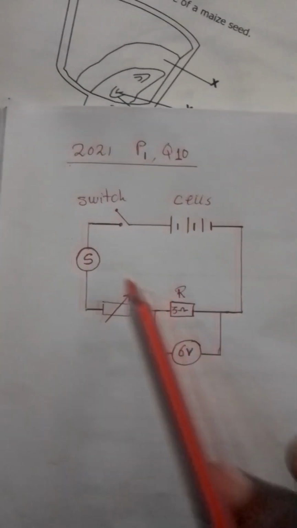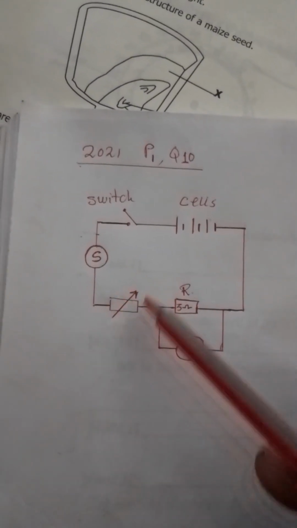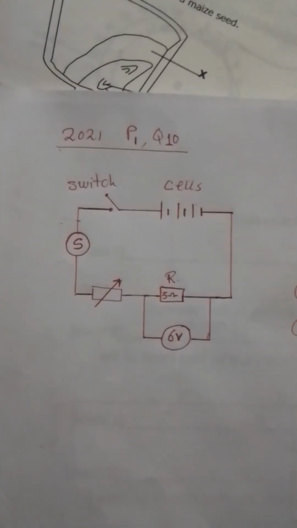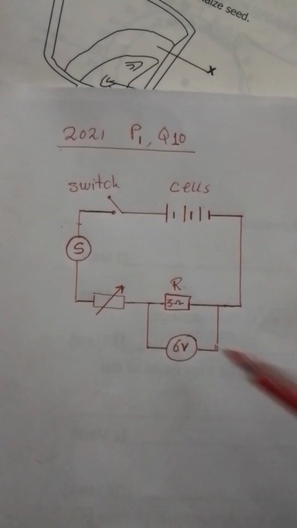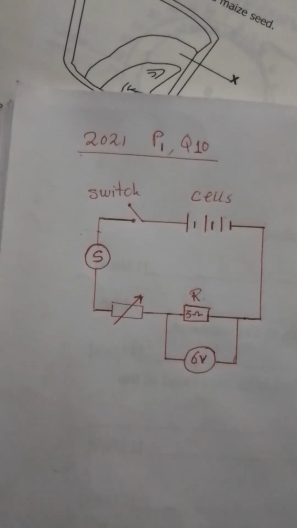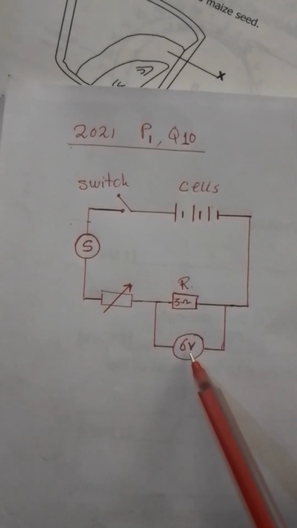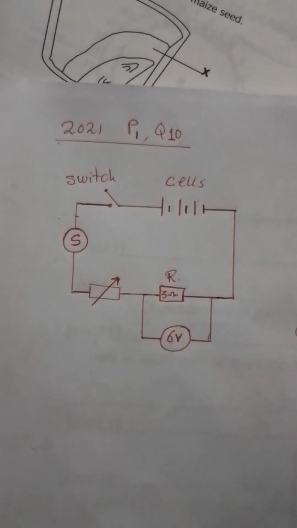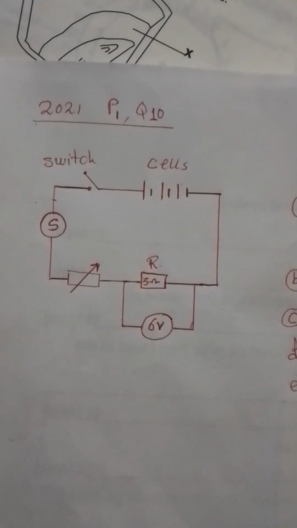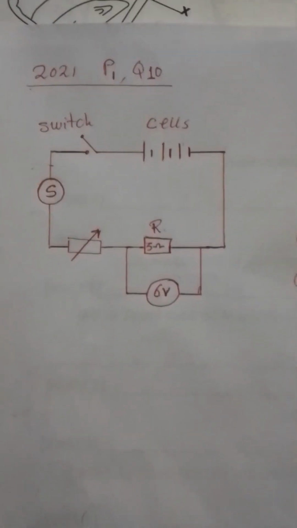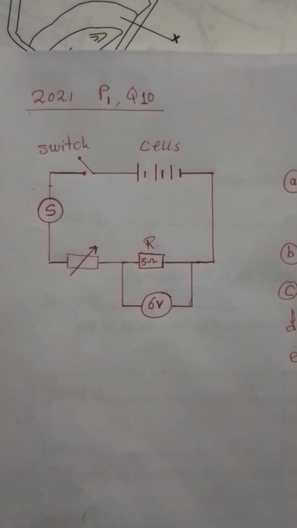The cells, we have instrument S, and this is known as a rheostat, also called a variable resistance. Then R is a resistor. Of course, we have a 3 ohm resistor. Then we also have a 6 volt. So this part we have a voltmeter, and we go straight to the question. So the first question there, according to the posted question, it says define a voltage.